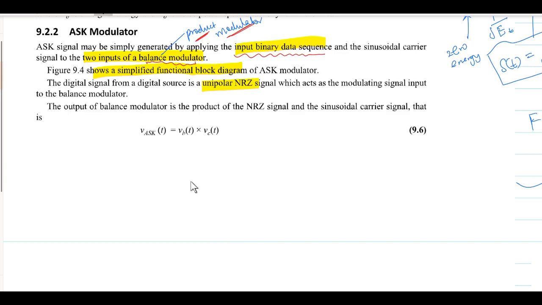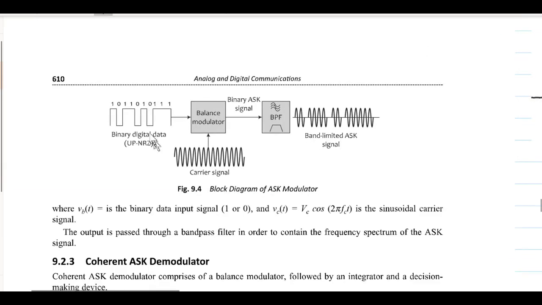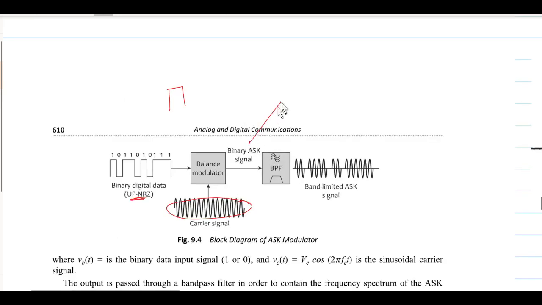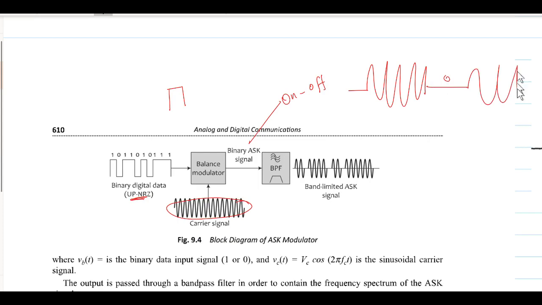A simple diagram is shown in figure 9.4, whereby we have a unipolar non-return to zero encoded binary stream, the one that we have said produces the rectangular pulses, and we have the carrier signal that is sinusoidally generated. Therefore, when you multiply the two signals, they generate an ASK signal. An ASK signal is the one that we have also called on-off keying. That means that at some point we are going to have a signal at the frequency of the carrier, and at another point we are going to have zero amplitude, simply because at that point a binary zero is being transmitted.